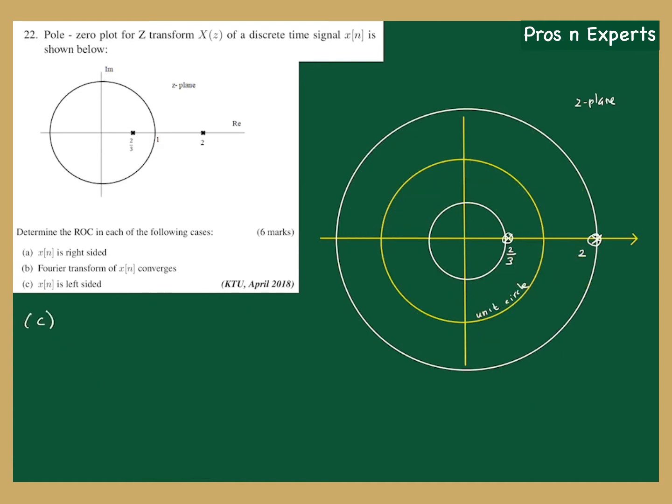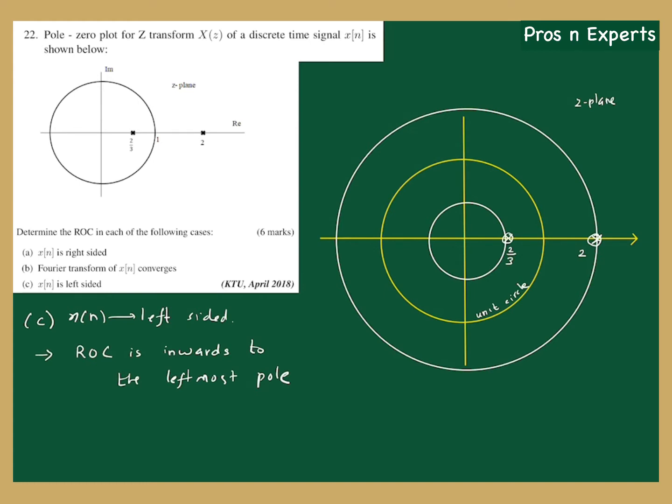Question number C is to determine an ROC if x of n is left-sided. So consider x of n as left-sided, and determine an ROC for this left-sided signal. All you need to know is that for a left-sided signal, the ROC is inside the leftmost pole. The ROC will be in a circular pattern, but it is inner to the innermost or leftmost pole.